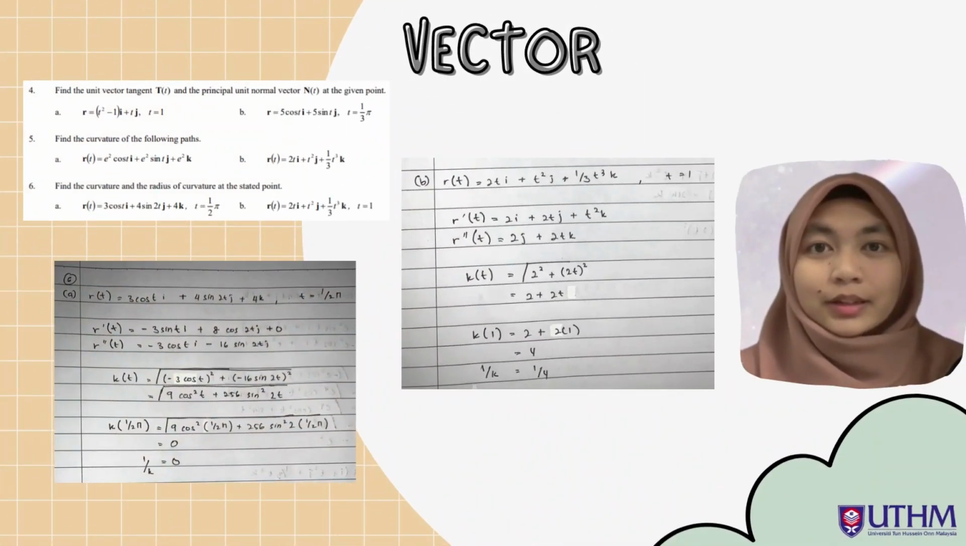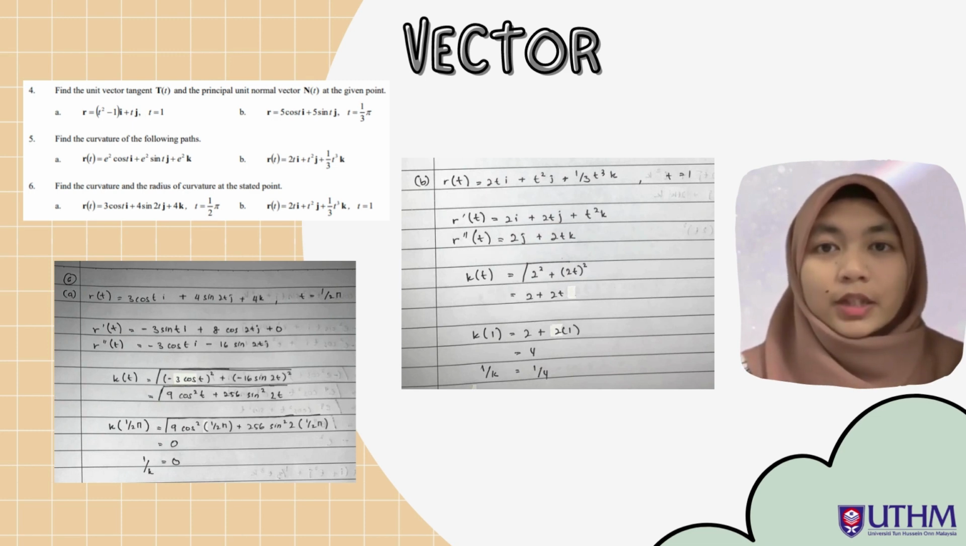Question 6a also needs the second derivative, but we need to replace the t with the value given, which is t equals 1 over 2 pi. Then kt is the square root of (negative 3 cos t) power of 2 plus (negative 16 sin 2t) power of 2. So it will be the square root of 9 cos square t plus 256 sin square 2t. So we replace the t with 1 over 2 pi, then we get the answer.